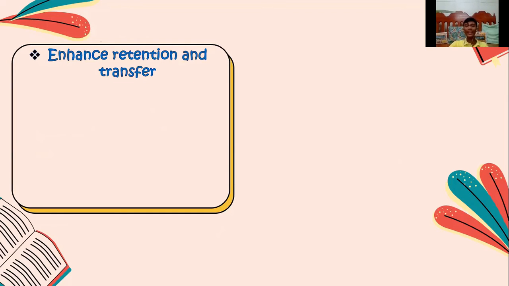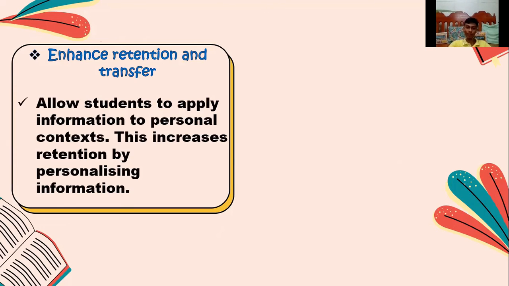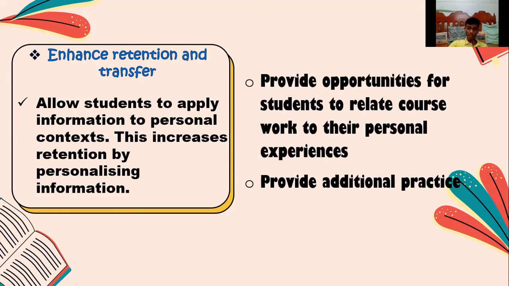Next is enhance retention and transfer. So this is the last event under Gagne's nine events of a lesson plan. Allow students to apply information to personal context. This increases retention by personalizing information. So here, we should help learners retain more information by providing them opportunities to connect course concepts to potential real-world applications. So here are some methods.